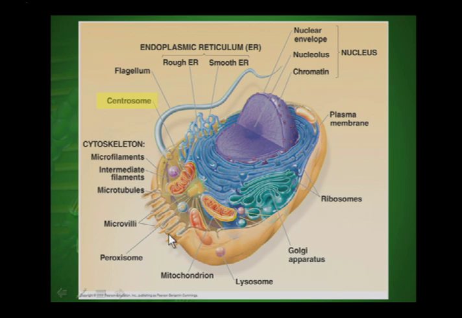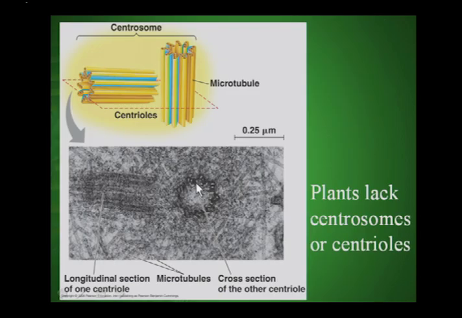And then centrosomes are composed of two centrioles at right angles to one another. And the centrosome is responsible in animal cells for cellular reproduction, so they play a role in that. And plants lack centrosomes or centrioles.